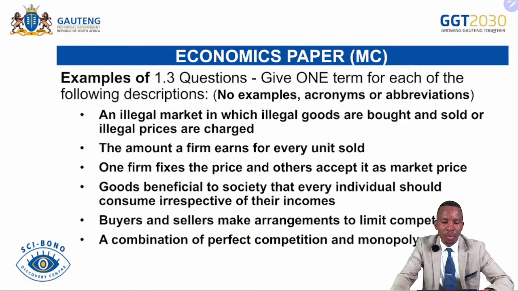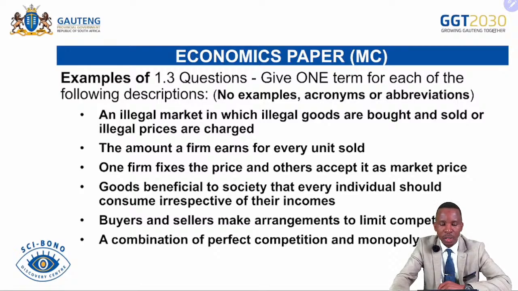And then examples of 1.3 questions: give one term for each of the following descriptions. No examples or acronyms should be provided, including abbreviations. So you simply provide the answer in full, not as abbreviated. And then an illegal market in which illegal goods are bought and sold or illegal prices are charged.